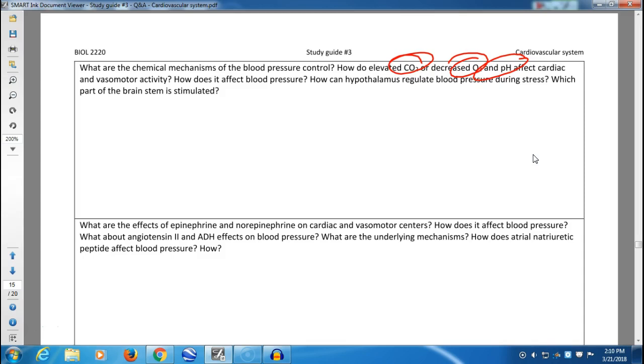Oxygen, low, it's like the least important thing. And then pH should be low, so acidosis. Does that make sense? All you need to know. These three things should be solid, okay? Got it? Hypothalamus. When you start to exercise, hypothalamus increases blood pressure, increases cardiac activity, basically immediately. Does that make sense? Hypothalamus stimulates medulla.